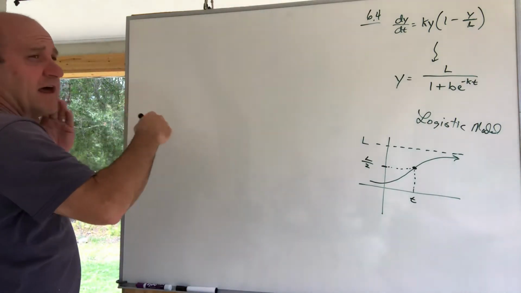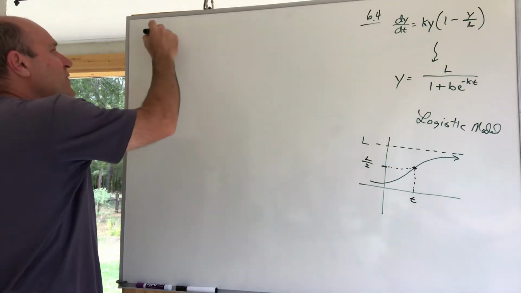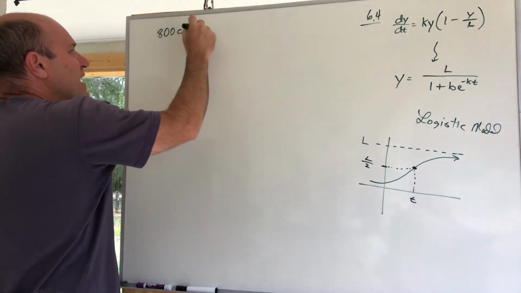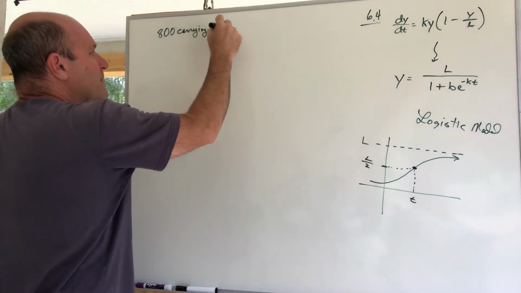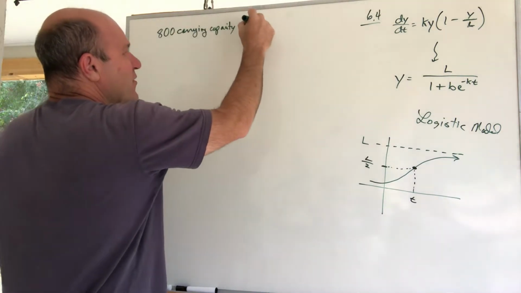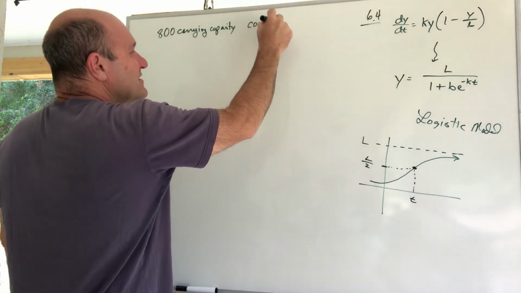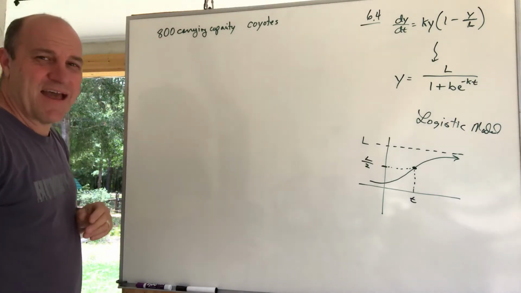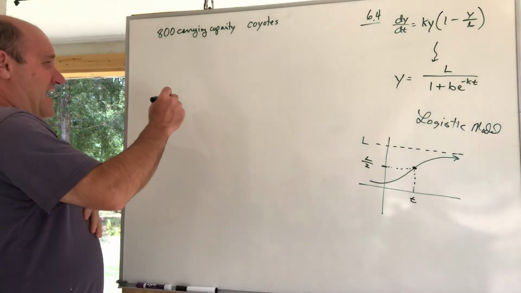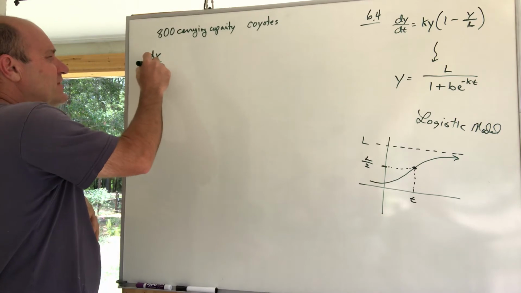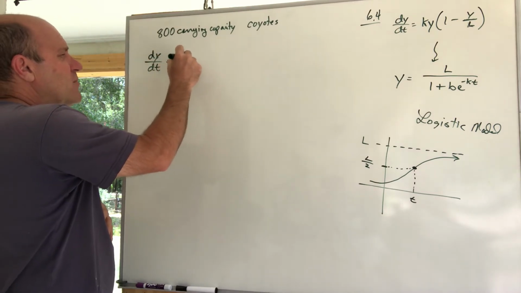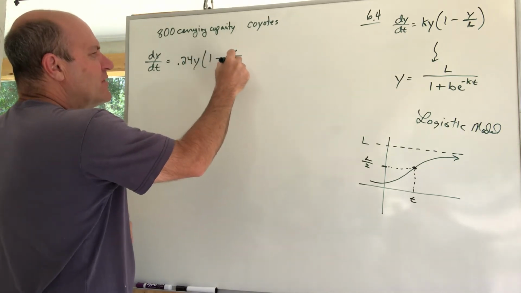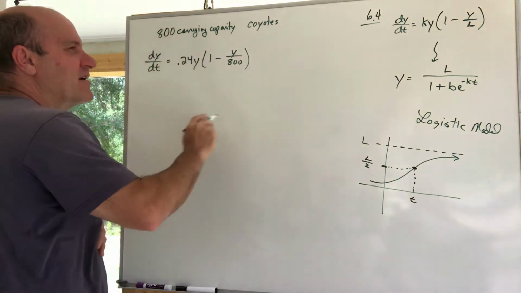I want to say that there's a forest in Marion County. It has a carrying capacity of 800 coyotes, just to keep with the alliteration here. The carrying capacity of coyotes is 800. And the differential equation is this. I'm making this up: 0.24y times (1 minus y over 800). Notice I'm putting the 800 there. That's the carrying capacity.